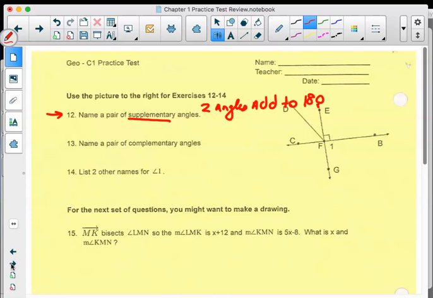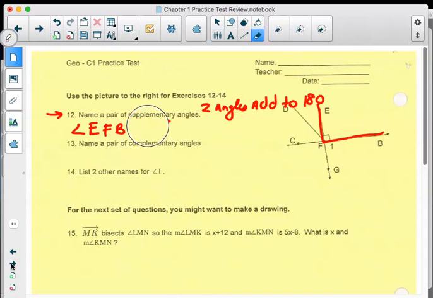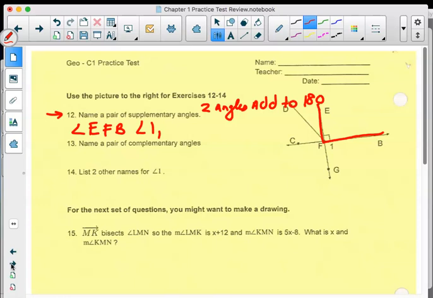So I know that this angle, EFB, plus, well, I'm just supposed to come up with a pair of supplementary angles. So I'm not going to tell you about the measurements because I already know that EFB is a right angle, it's 90. I also know that angle 1 is 90 degrees as well. So those are a pair of supplementary angles. There are multiple other ones.